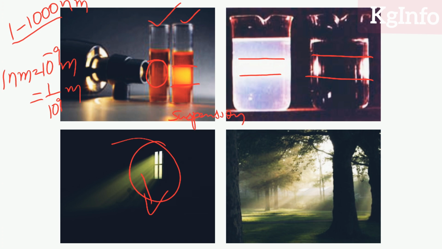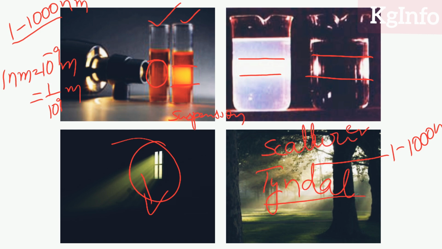Also, this is the dense forest. In the forest, if there is mist and dust particles in the size of 1 to 1000 nanometers, then when light is incident on these dust particles, they are scattered in white color. This scattering effect is Tyndall effect. This phenomenon is light scattering.